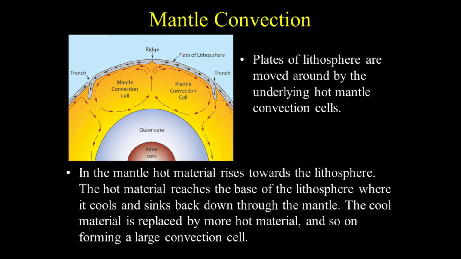Mantle convection occurs when plates of the lithosphere are moved around by the underlying hot mantle convection cells, as illustrated in this picture. In the mantle, hot material rises towards the lithosphere. The hot material reaches the base of the lithosphere, where it cools, and sinks back down through the mantle. The cool material is replaced by more hot material, and so on, forming a large convection cell, as illustrated again in this picture.